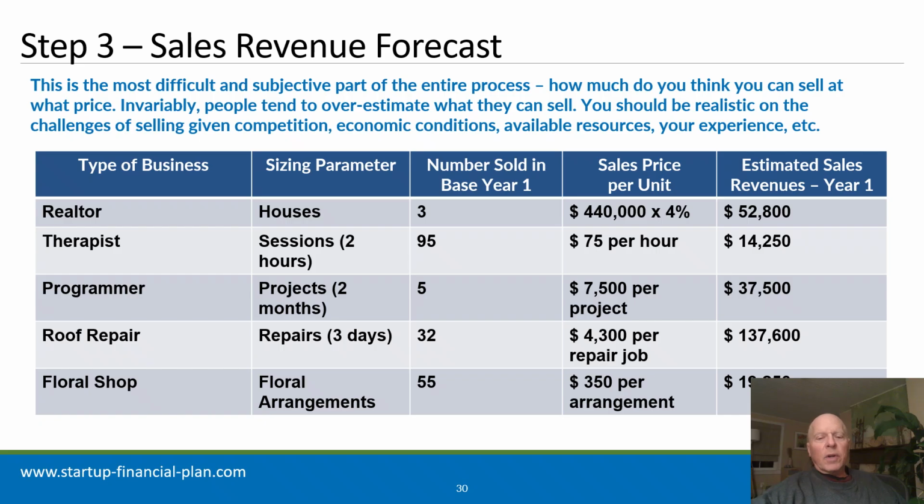If you're working full time and you're doing this on weekends, then it's going to be real low. So you know what you can execute on, and you've got to be conservative, because you've got to be realistic. You've got competition. The economy is slowing down. You only have so many resources. You don't have a lot of experience. You've got to factor all this in. You've got to be honest and realistic about it. But this is your best guess on what you think you can do, and that gives me the estimated sales revenue number for year 1.